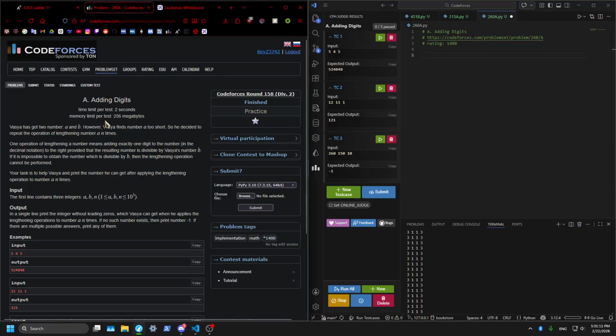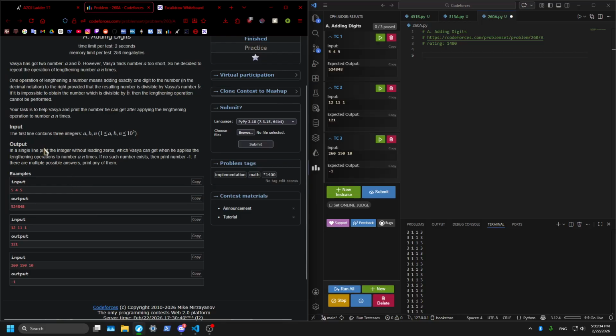You got two numbers A and B, however, A is too short, so he decides to repeat the operation of lengthening A n times. One operation of lengthening a number means adding exactly one digit to the number to the right, provided that the resulting number is divisible by B. If it's impossible to obtain this, the operation cannot be performed. Help lengthen A n times. So A, B, N.